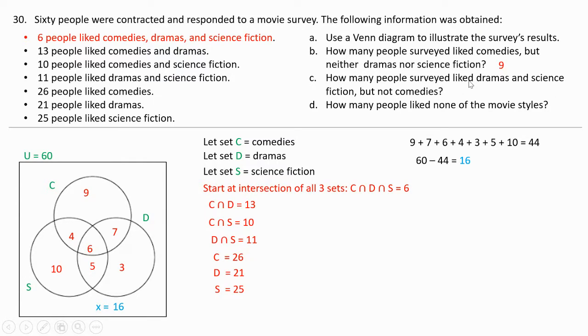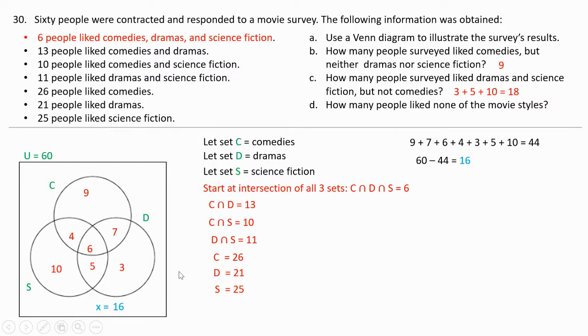Now, how many people surveyed like dramas and science fiction, but not comedies? So let's go to dramas and science fiction, right? So dramas and science fiction will be these two here, right? So they're talking about these two here, but not comedies. So not comedies means not these, right? So what's my answer? It will be 10 plus 5 plus 3, which is 18. The answer is 18 for that one.